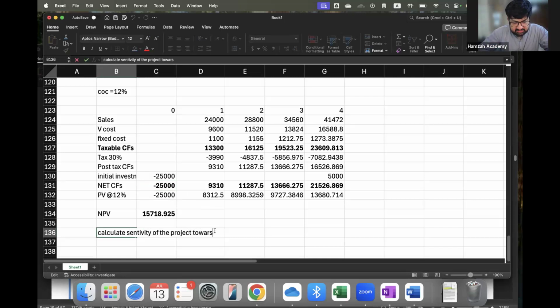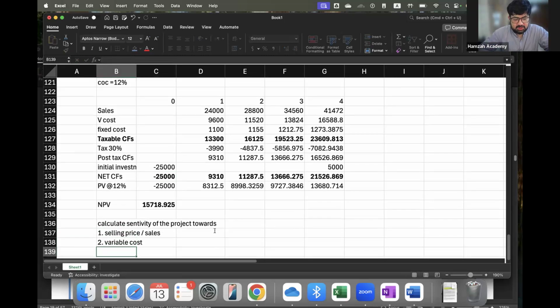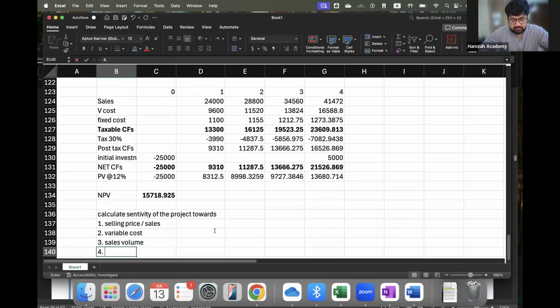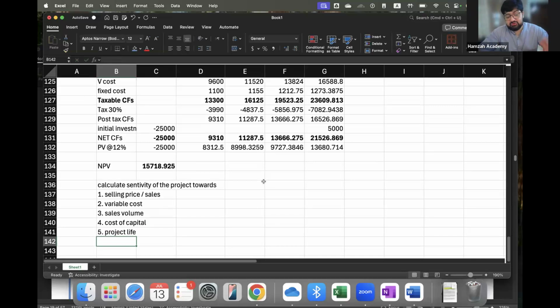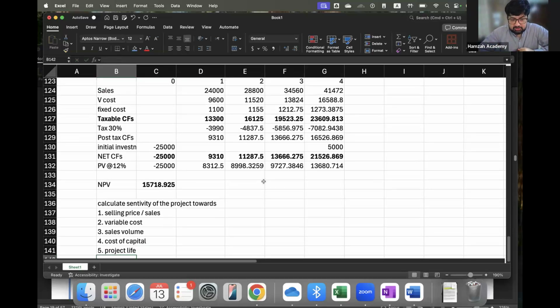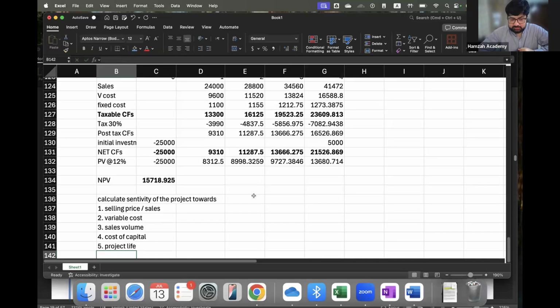So calculate sensitivity towards number one, selling price or sales. Number two, variable cost. Number three, sales volume. Number four, cost of capital. Number five, project life. So I have chosen 5 different variables. We will learn each one by one.